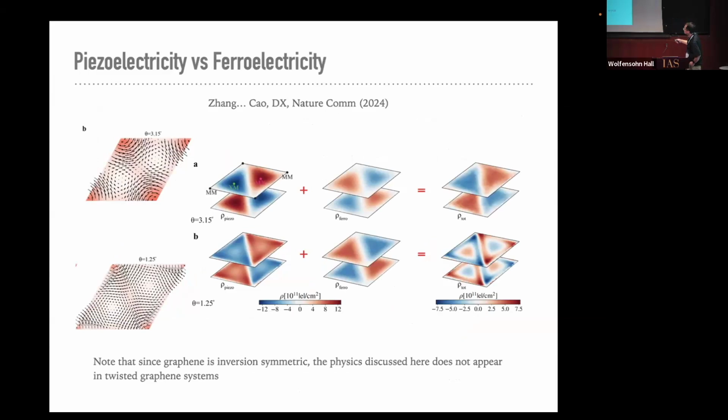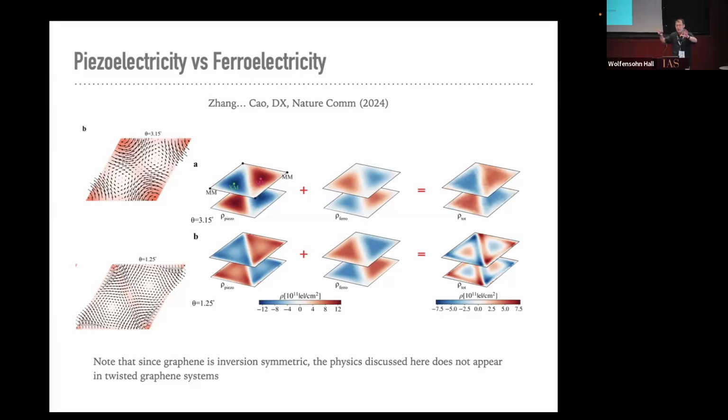They are opposite in sign. You add them together, this guy wins. So you have blue here, red here. So north pole, south pole. But when you go to a smaller twist angle, say 1.25 degree, remember that now I have a really flat, very uniform domain wall in the middle.